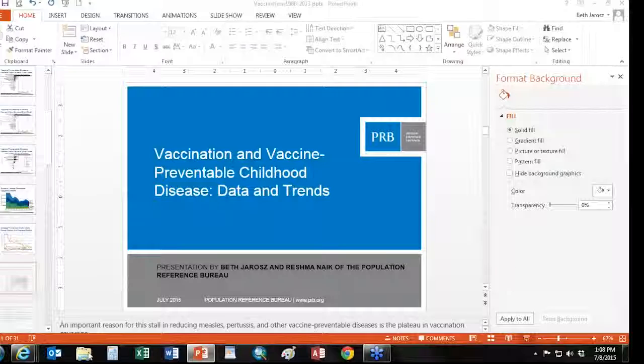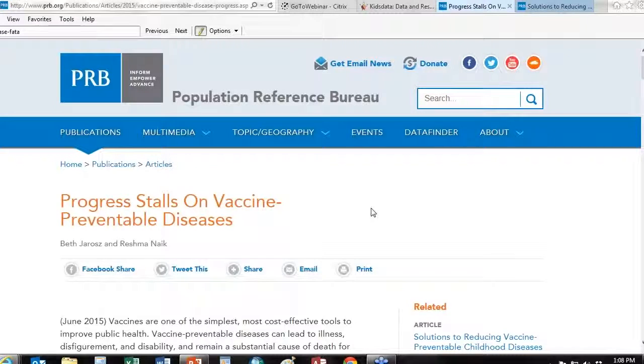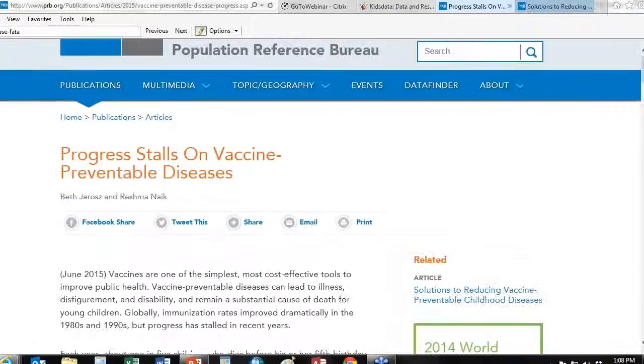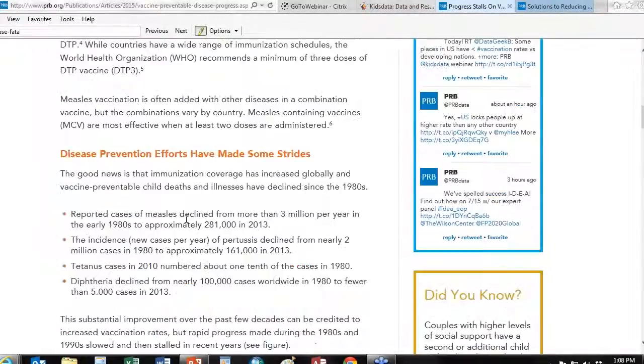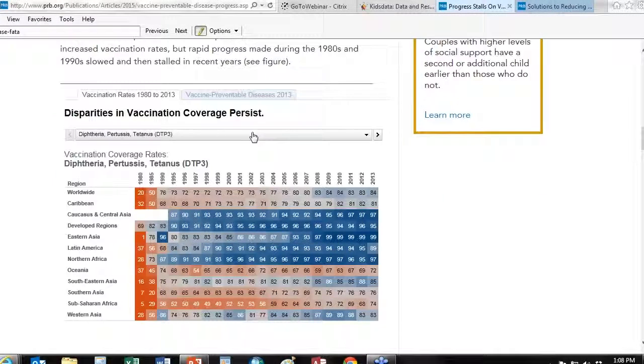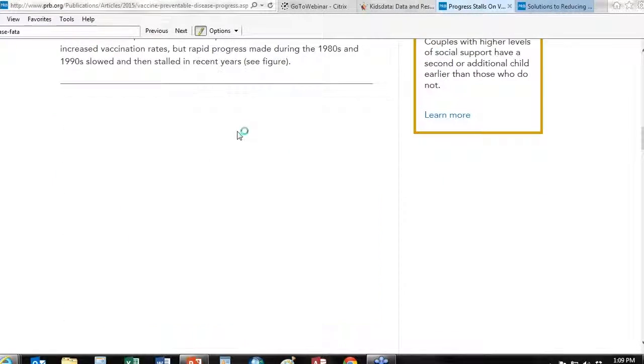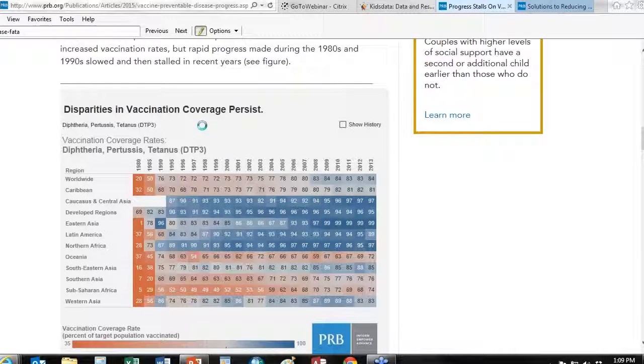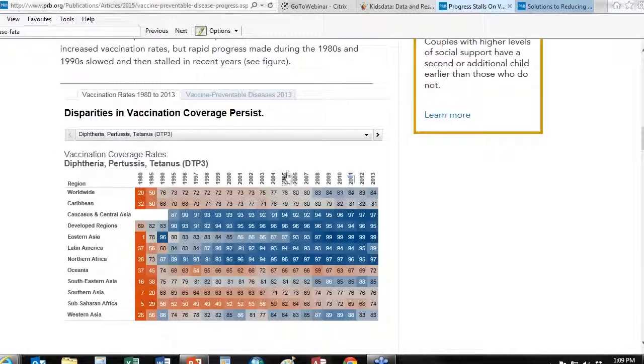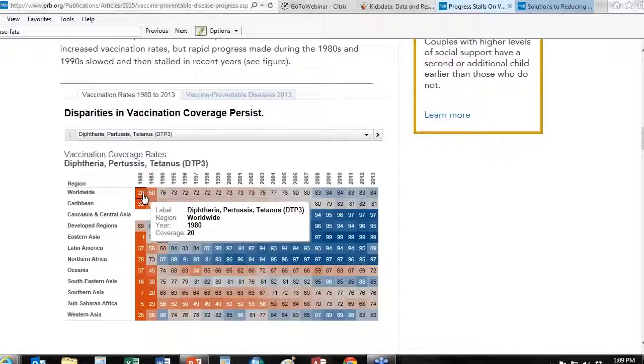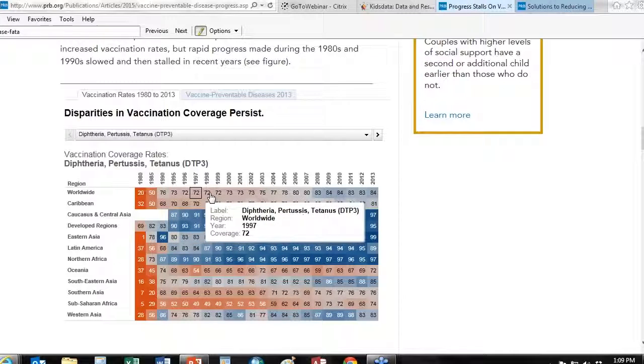Now I'm going to move from our PowerPoint slides to an interactive graphic on the PRB website. If you go to the article Progress Stalled on Vaccine-Preventable Diseases, about halfway down the page we have an interactive graphic where we have the vaccination coverage rates for DTP3 and measles from 1980 to 2013. And as you can see, the world has made great progress since 1980. Worldwide, 3-dose DTP coverage was only 20%. By 1985, it had grown to 50%. In the 90s, it was in the 70% range.